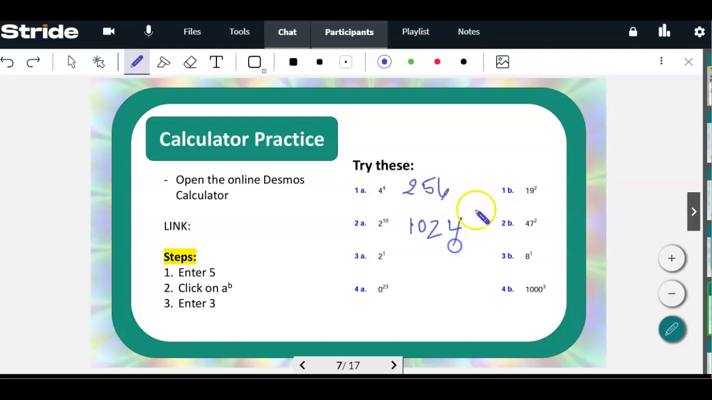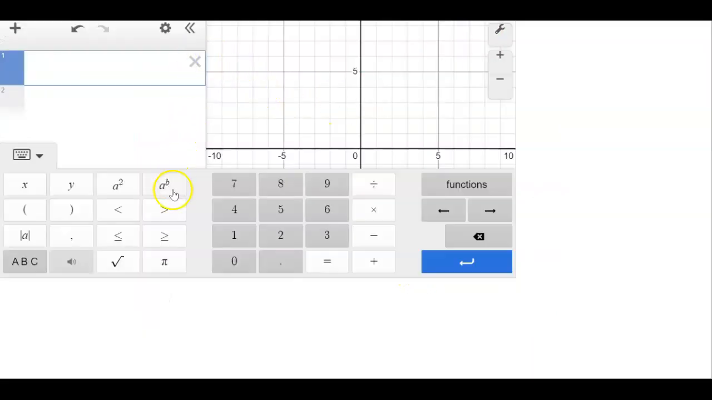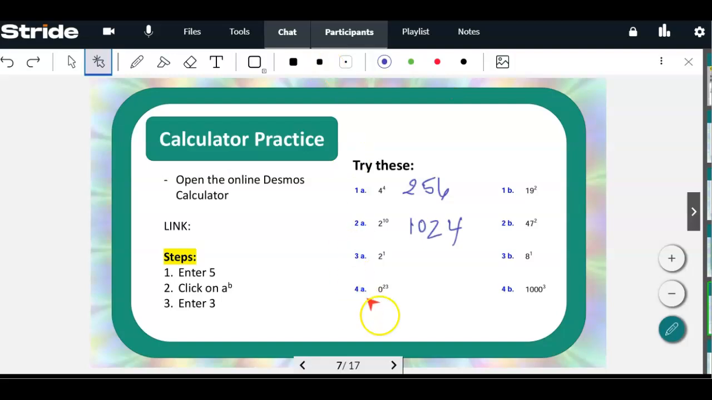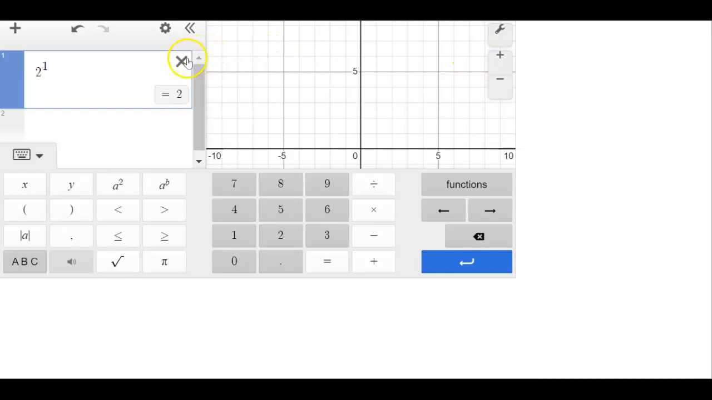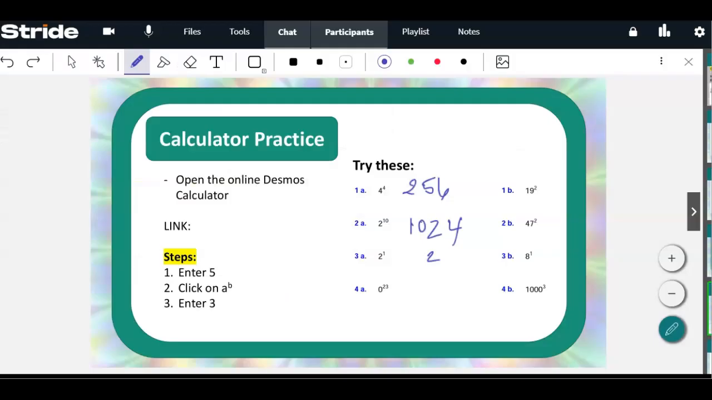All right, I want to show you this one real quick. What is 2 to the first power? You raise it to the first power, it's just 2. So that's just the number 2. Now, what do you think 0 to the 23rd power would be? Just think about that before we put the calculator up. It's 0 times 0 times 0 times 0 times 0, and so on. So I'm going to raise that to the 23rd power. It's just 0. All right, you can pause the video and practice the other 4 problems.